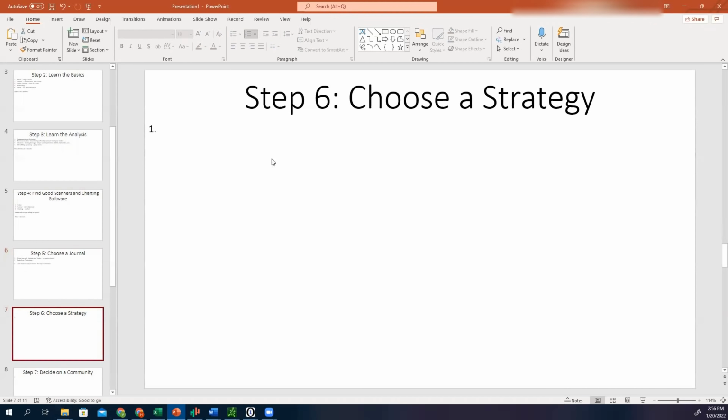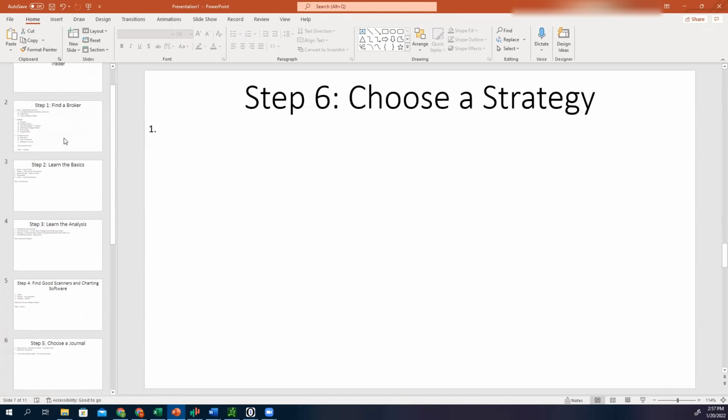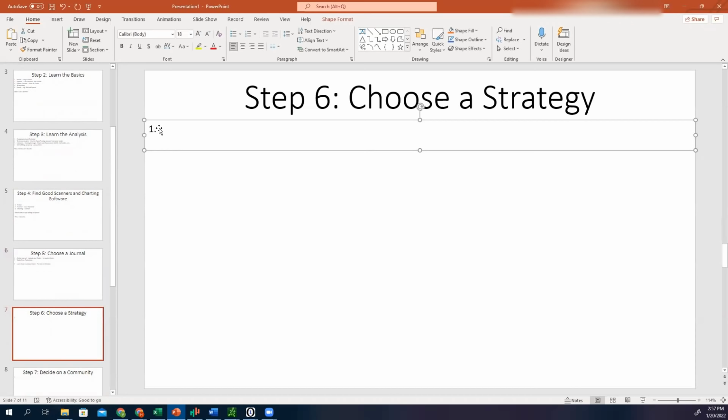Step six, choose a strategy. Okay, so by now you've learned the basics, you've learned technical analysis, you picked a good scanner and a good charting software, you've already picked a broker, you now have your trading journal, now it's time to decide on a good strategy. Well, let me tell you what not to decide on.